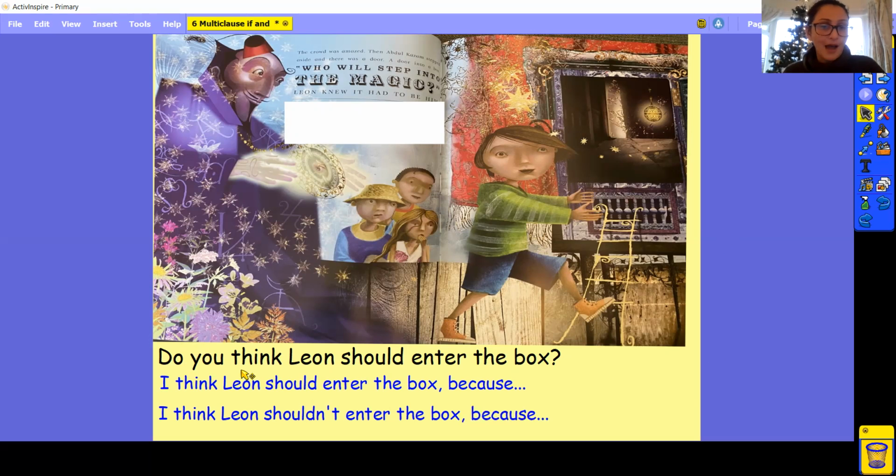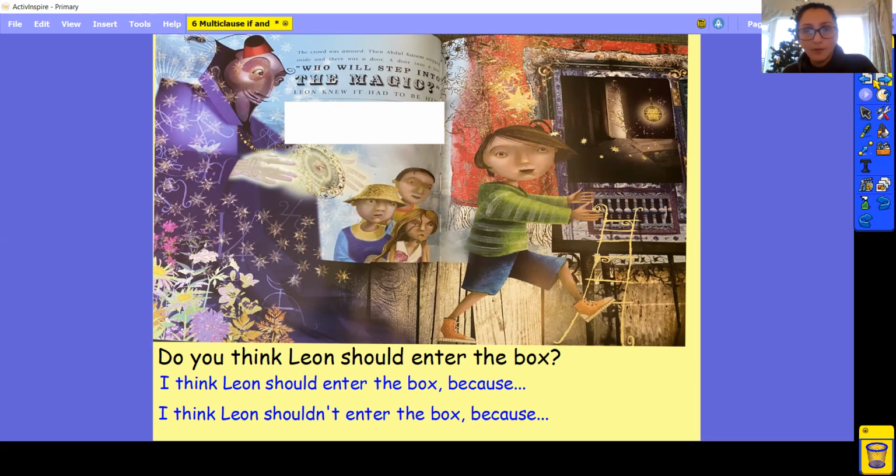So I'm going to tell you my opinion of this. I don't think it's a good idea. I think Leon sort of had to enter it, because if he didn't, then I think he would regret not going in there. However, he is going into a box, into this magical box, into, we don't know where, do we? We don't know what's going to happen in this box, do we?